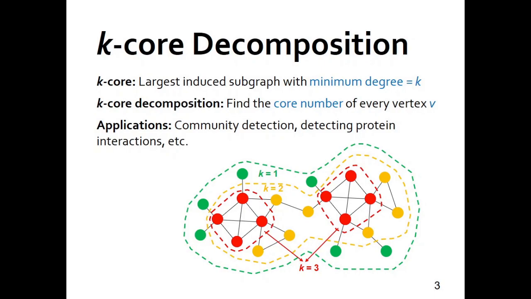K-core decomposition is a problem to find the core number of every vertex, that is, the largest value of k such that v belongs to a k-core. All the green vertices shown in the graph have core number 1, yellow vertices have core number 2, and red vertices have core number 3. There are many applications of K-core decomposition, including community detection, detecting protein interactions, etc.